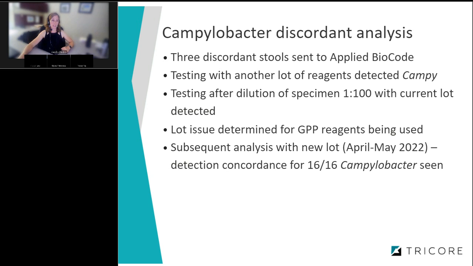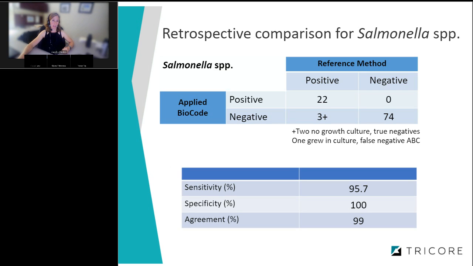We did a subsequent analysis with a new lot of reagents once one was received in April and May of 2022, and concordance for Campylobacter detection with this other lot of reagents was 16 out of 16. The comparison for Salmonella species is shown here. It's fairly similar to the other comparisons except for Campylobacter in that there was fairly good concordance between the methods.